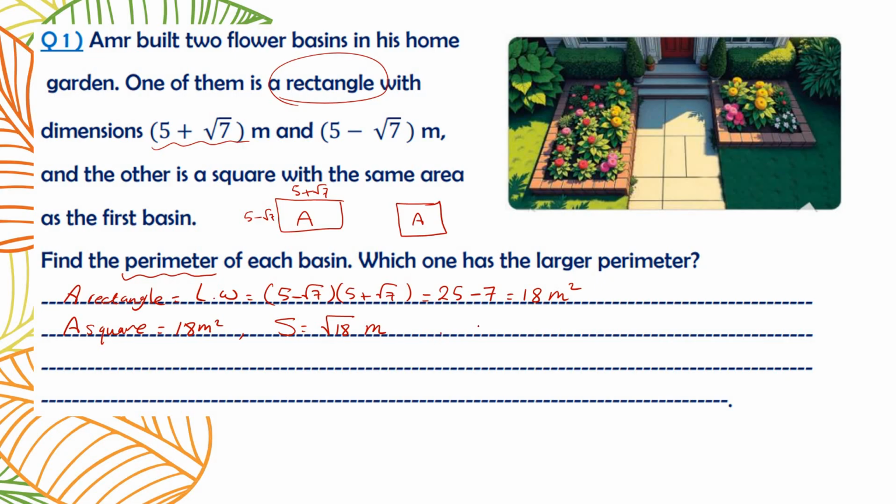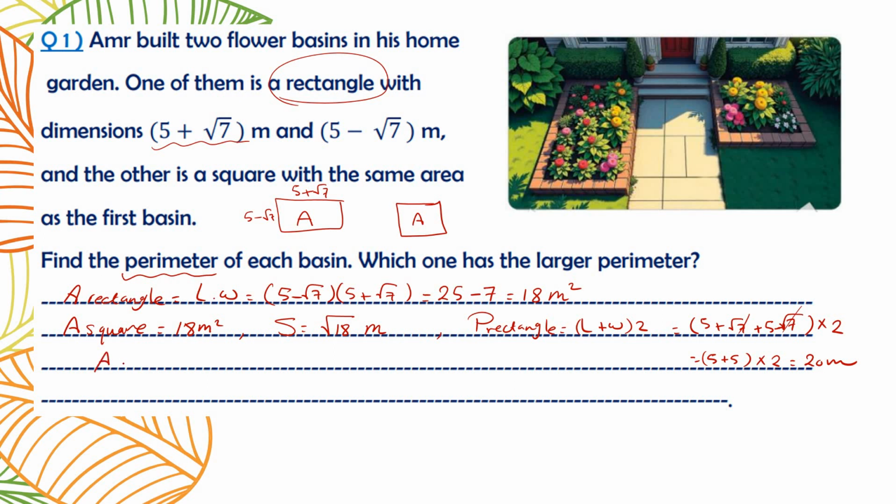Now we can find the perimeter of the rectangle. Yes, the perimeter of the rectangle equals what? Equal length plus width, all of it times what? Times 2. Equals what again? Length is 5 plus square root of 7 plus 5 minus square root of 7, all of it times 2. Now we have something to cancel together. Yes, we have this one and this one. So the perimeter of the rectangle equals 5 plus 5, all of it times 2, which equals 20 meter.